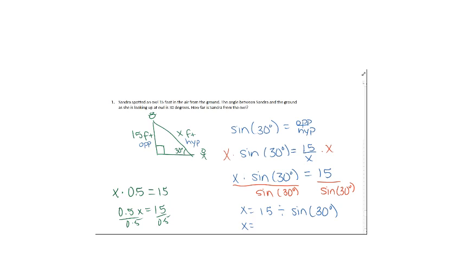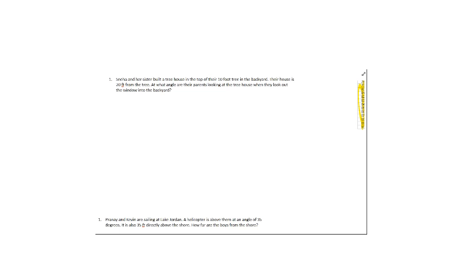I just want you to understand what's happening. So go ahead and put that into your calculator and see what you get. And you should get 30 feet. So the distance from Sandra to the owl is 30 feet. Let's look at the next problem.